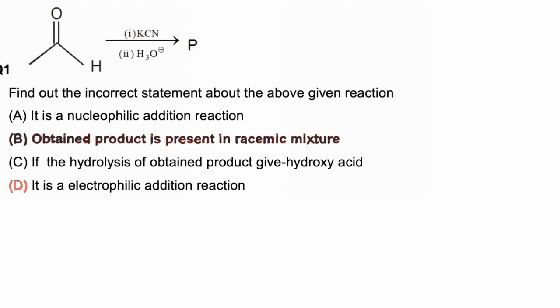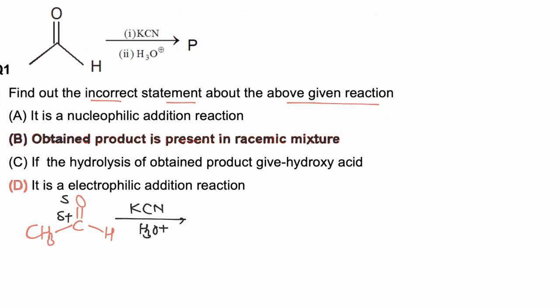In this question, we have to find the incorrect statement about the given compound. The molecule given is acetaldehyde, which has a polar pi bond. This carbon-oxygen bond is a polar pi bond, and this molecule is treated with KCN and then hydrolysis is done. KCN has K positive and CN negative.